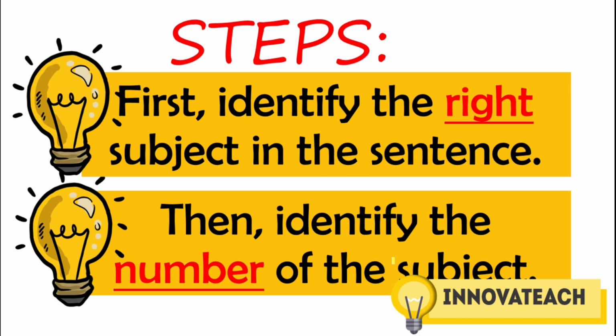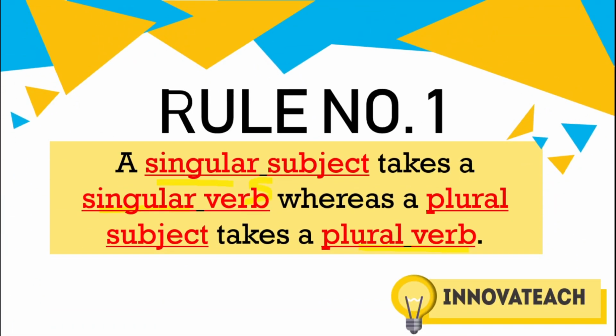Let us review the steps. First, identify the right subject in the sentence. Then, identify the number of the subject. Is it singular or is it plural? I hope by this time you get it now. So what is our rule? A very basic rule is this rule number 1. A singular subject takes a singular verb, whereas a plural subject takes a plural verb.